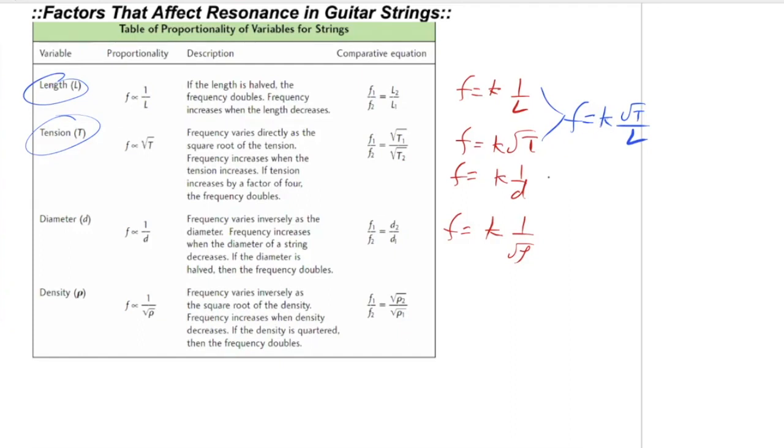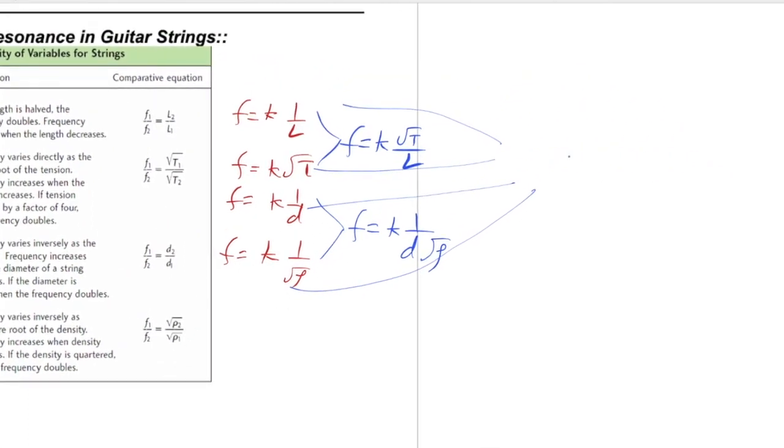What if we combined these two equations? Well, if we combine those two equations, frequency would be equal to K times 1 over D times the square root of rho. And what if we combined all of them? What if all the parameters happened at once? Then that formula would become this. So there's our constant, and we have the square root of tension all over L D square root of rho.